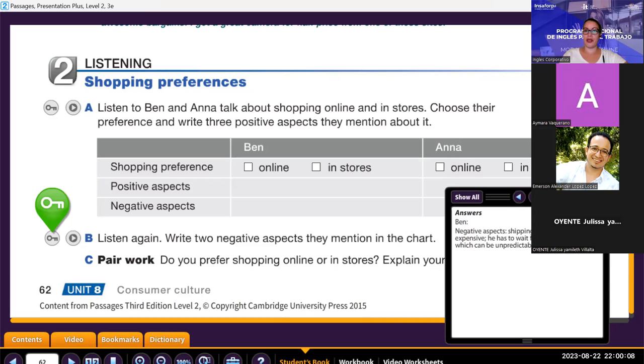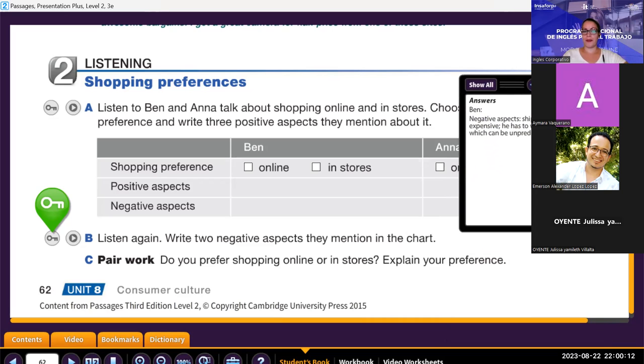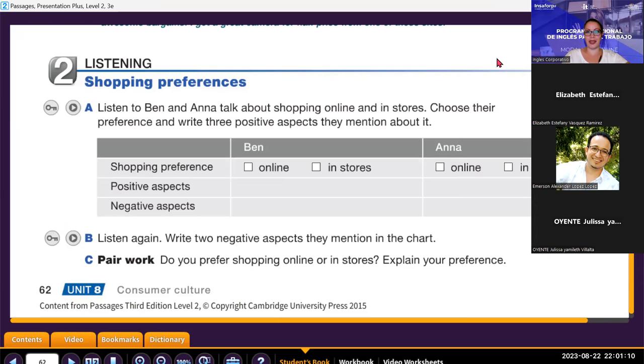Anna, what does Anna mention as negative aspect of shopping in stores? What are the negative aspects of shopping in store? It's very annoying when stores have big sales. Yes, kind of annoying in big sales. Great. Any other, the second aspect? When a store doesn't have what they want, they have to go to another store. Excellent. She mentioned that the store gets crowded during sales. And when a store doesn't have what she needs, she has to go somewhere else, and it's a waste of time. So great. You did a very nice job with this listening exercise.